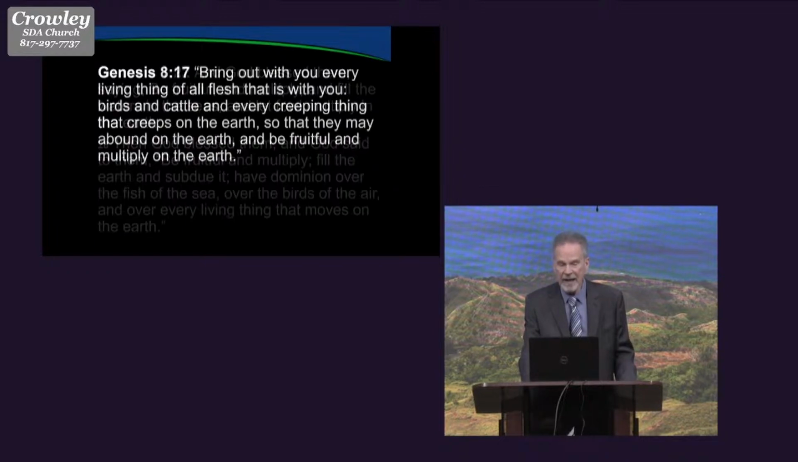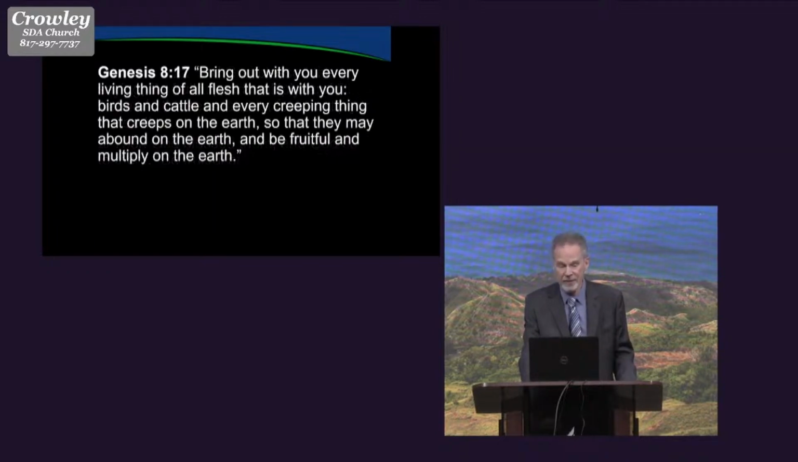And then to Noah, after the flood, he says this, bring out with you every living thing of all flesh that is with you, birds and cattle and every creeping thing that creeps on the earth, so that they may abound on the earth and be fruitful and multiply on the earth. So, Noah was disembarking from the ark. God repeated this command to all the critters. So we can see that God had it in mind for his created creatures to adapt so that they could multiply, so that they could fill the earth.